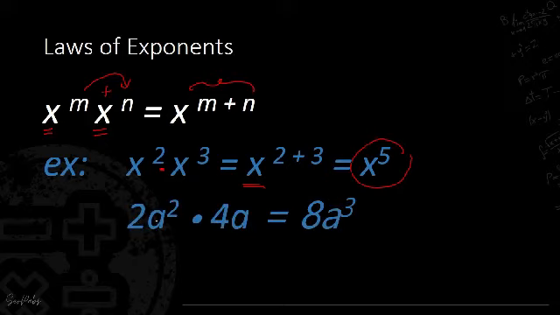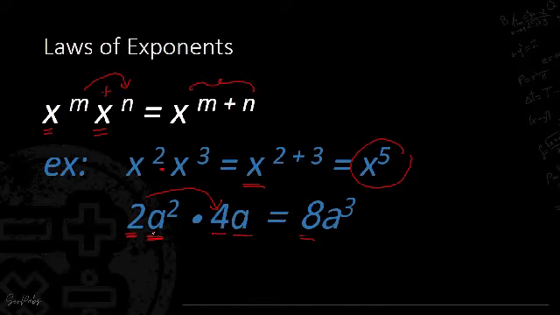Another example, so we have here 2a squared times 4a. So in this case, a numerical coefficient is included in our term. So we have the numerical coefficient, which is 2. We have our literal coefficient, which is a. So we will multiply both the numerical coefficient, that is 2 and 4. So 2 times 4 is 8.